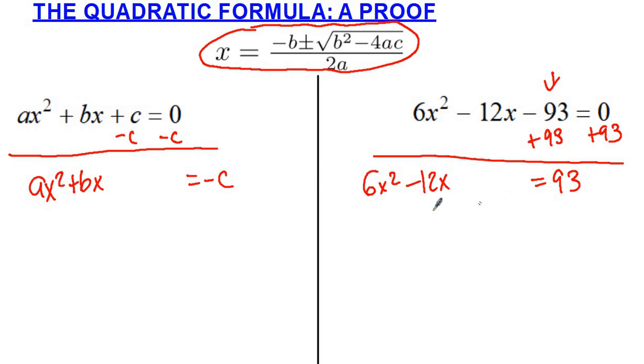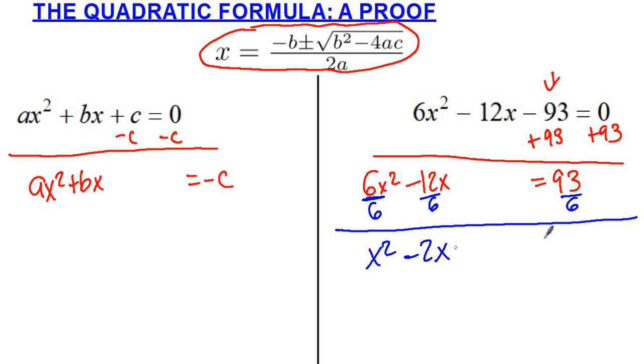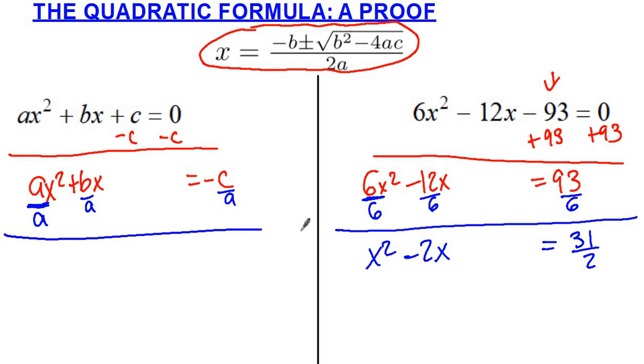Now on this side, remember that completing the square only works when this number is, sorry, not 0, but 1. Right now it's not 1, so we need to divide everything by 6 in order to make it 1. So when we do that, we're going to get x squared minus 2x, and then 93 over 6 can reduce to 31 over 2. Same thing over here, we need this number to be 1. It's a, whatever a might stand for, so we're going to divide everything here by a. So when we do that, we will get x squared plus b over a times x, and that's equal to negative c over a.